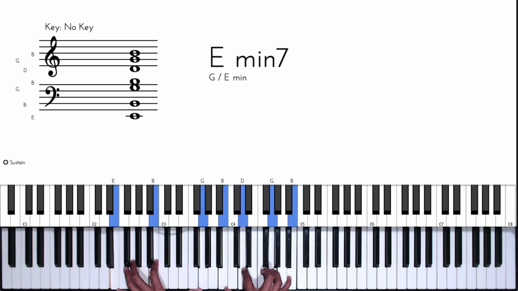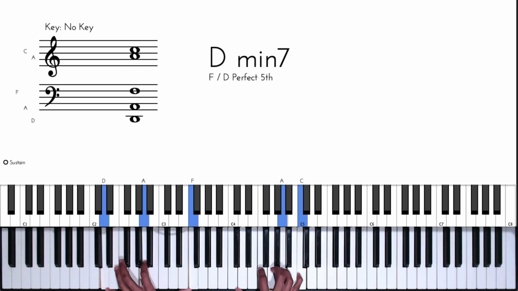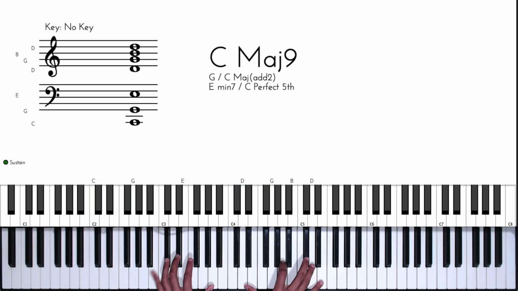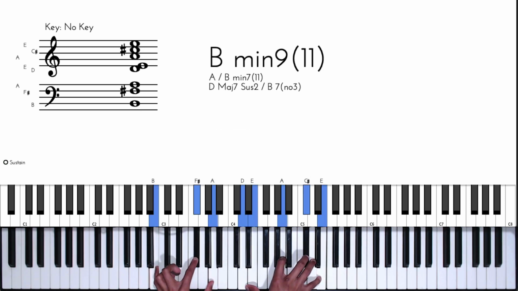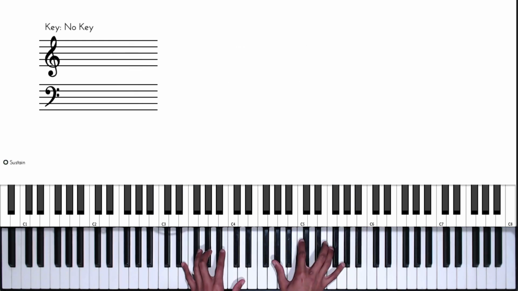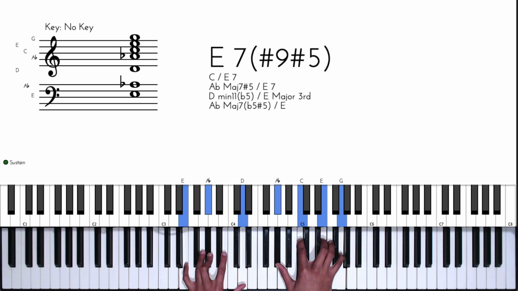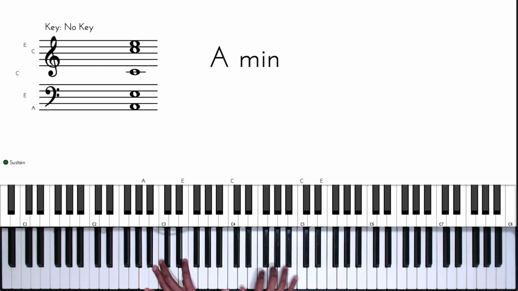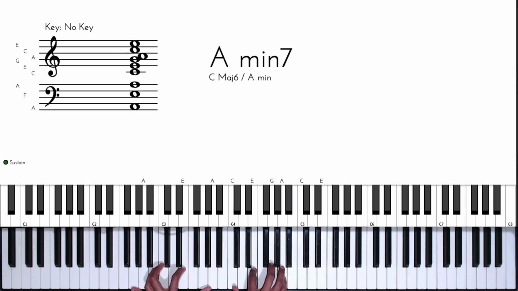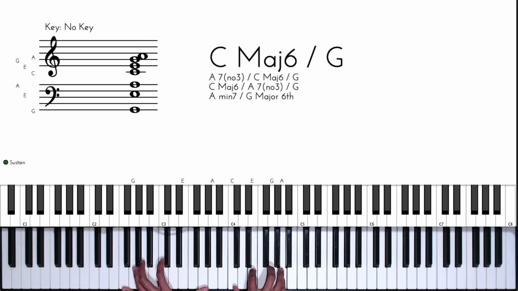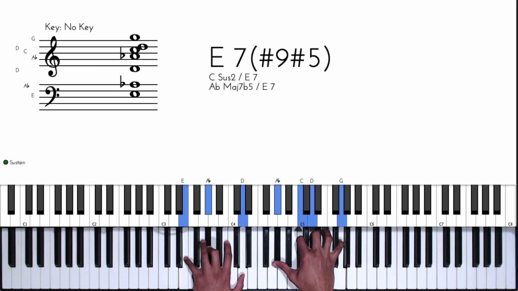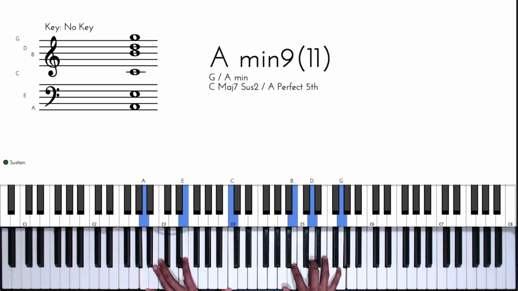F major, E minor 7, D minor 7, C major 9, then a B minor 11, then an E7 sharp 9 sharp 5. Sorry about that. Or we can play it like this, right? And then we're back to the 6, okay?